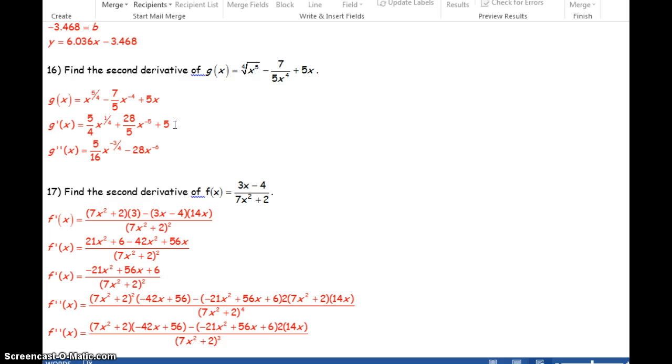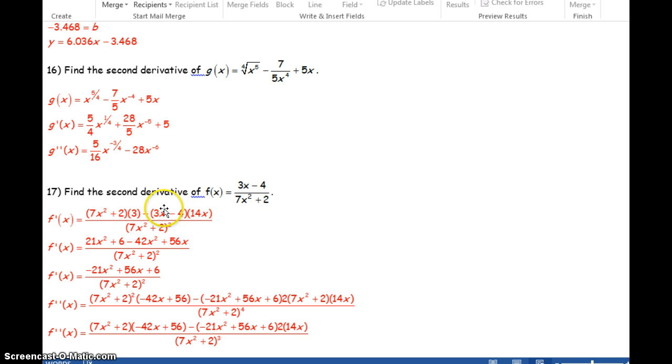For 17, you're going to do the quotient rule. So they're going to do bot d top. So you do the bot, there it is, 7x squared plus 2x times the derivative of the top, which is just 3. Minus, remember quotient rule is always a minus there. Rewrite the top, d bot. So the derivative of the bottom is going to be 14x. That's all over the bottom squared.